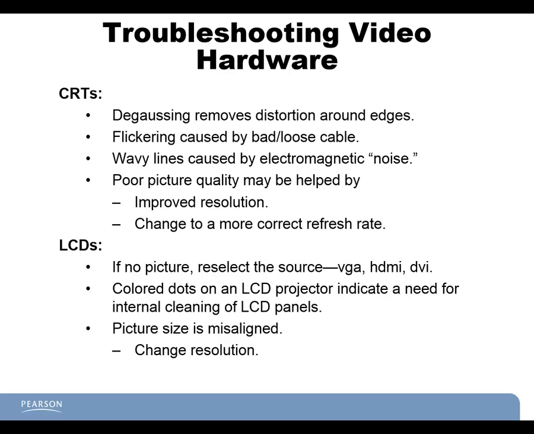If you don't have a picture on an LCD screen, the first thing you should do is check to make sure the proper source is selected. Most monitors now have VGA and DVI, and some have HDMI. But if you're on the wrong source, you may not get a picture at all. If you're dealing with a projector and you see colored dots, that can indicate a need to clean the panels. A lot of LCD projectors now will also display a message that says clean filter when that's needed. And if the picture is misaligned on an LCD, sometimes changing the resolution settings will correct the problem.